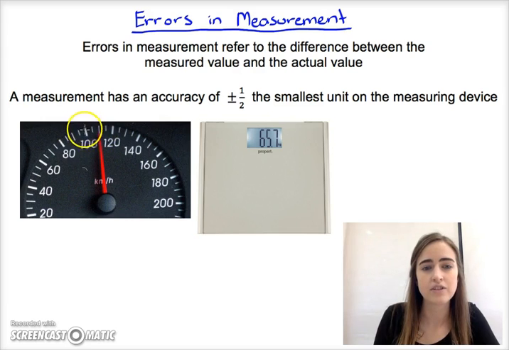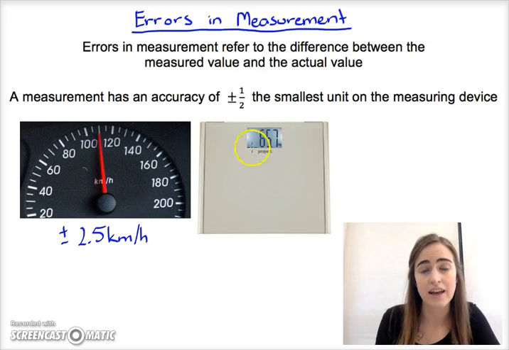So if we have a look at these two examples, our first picture here is of a speedo, and you can see that it's got every 5 kilometers per hour marked. So that means because that 5 kilometers an hour is our smallest unit, the accuracy of that speedo is going to be plus or minus 2.5 kilometers per hour.